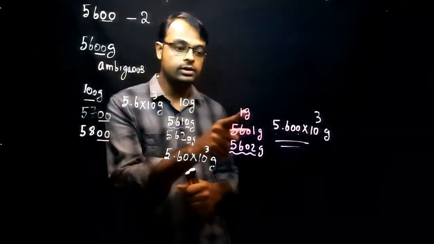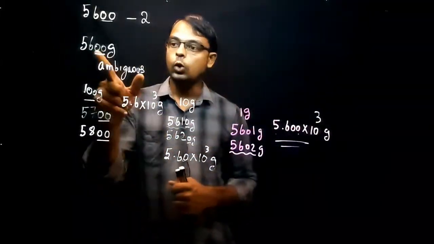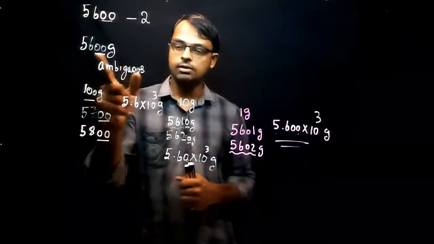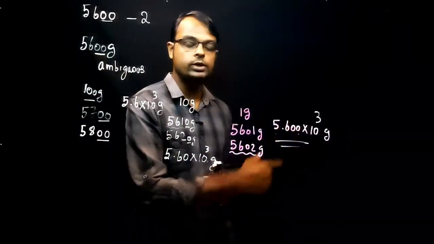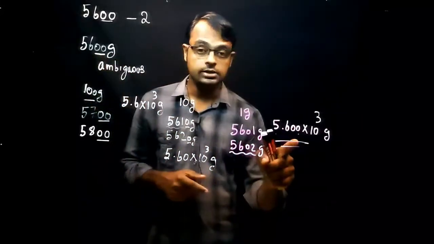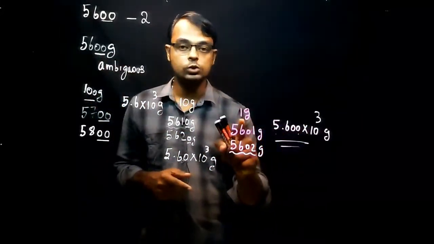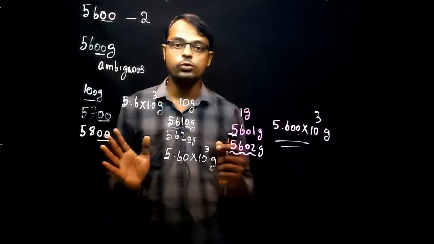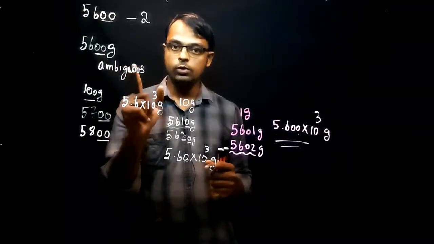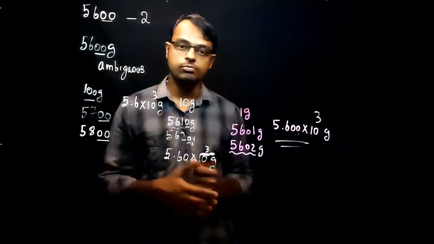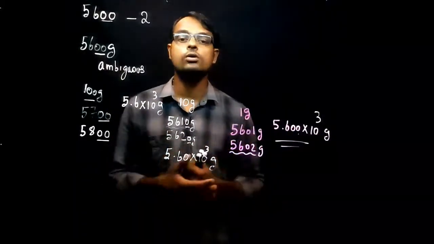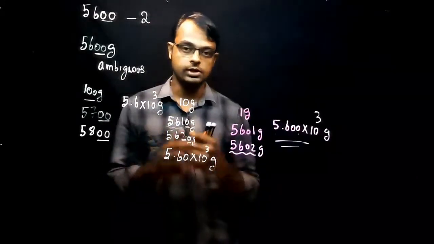Now once again, when the least count is reduced to 1 gram, all the digits are significant. So we can write this number as 5.600 into 10 to the power 3 gram. That means all the zeros in this number are significant when the least count is changed to 1 gram. So what we have proved here: ambiguous zeros may or may not be significant. It depends upon the accuracy of the measurement, or upon the least count of the measuring instrument. I hope it is clear.